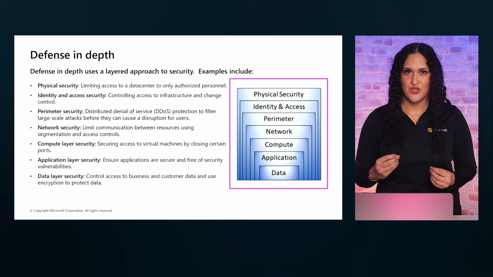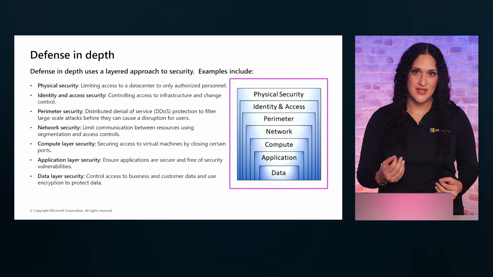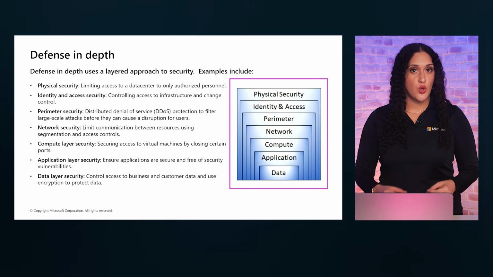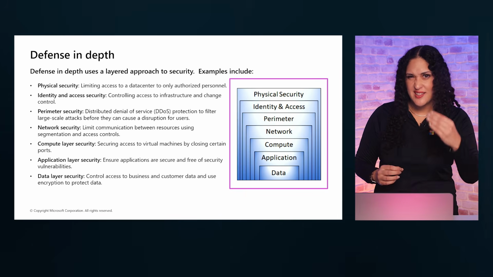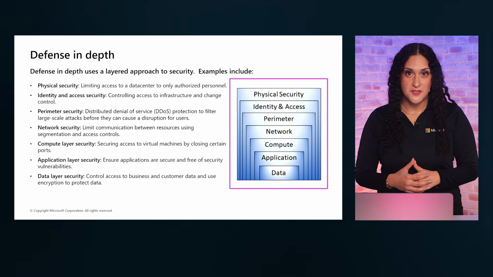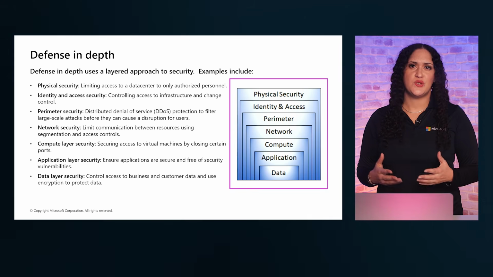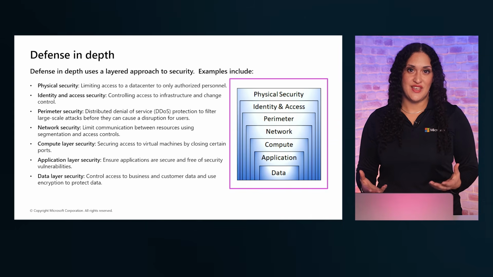Each layer has a specific role, and together they slow down attackers and reduce the impact of a breach. So if one layer is compromised, the next layer is designed to catch or limit the attack, keeping critical data and systems protected. Now, this approach is used everywhere in modern IT environments.